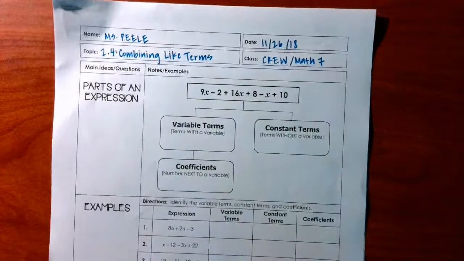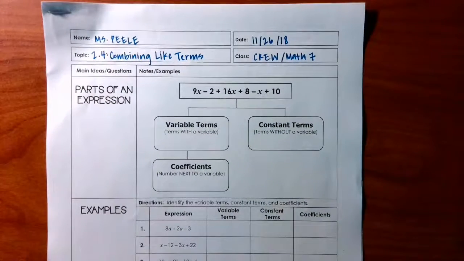Hey guys, alright, so we just had a quiz, the last thing before break, and now we're going to start on the next lesson. Your next quiz is going to have 2.4, 2.5, 2.6, 2.7, and 2.8 on it. We're going to start talking about expressions today.